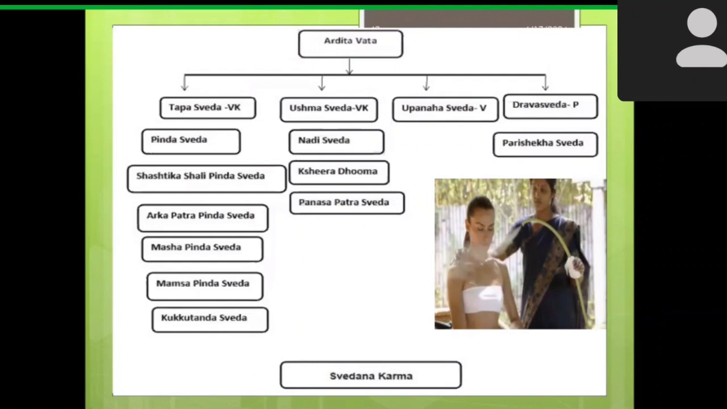And Upanaha Sweda, already we have discussed about Shiro Upanaha. Mukha Upanaha also, it is not wrong in doing Mukha Upanaha, especially because in future slides we'll discuss the taping methods, where you will understand that some sort of bandaging techniques and some sort of taping techniques will improve the functioning of muscles. So in that way, Upanaha also can be done.